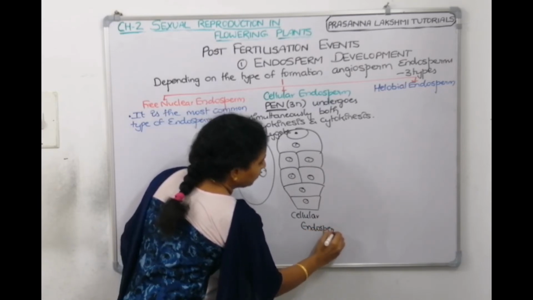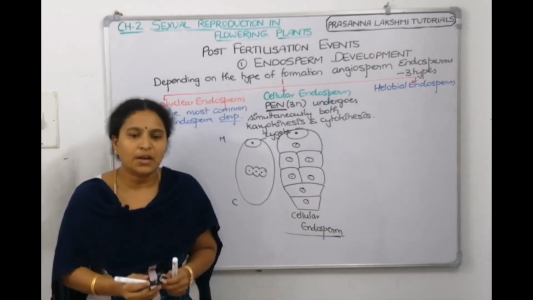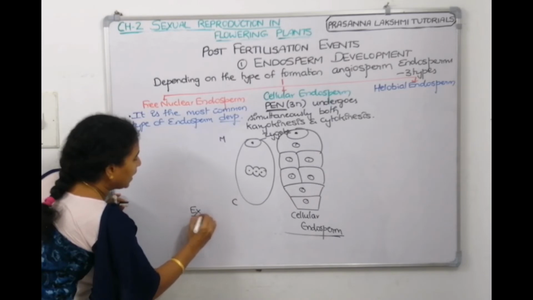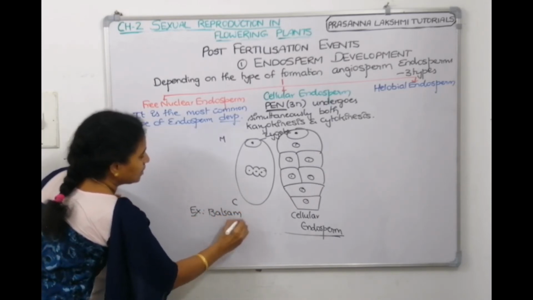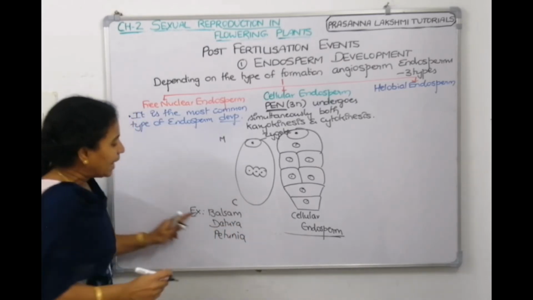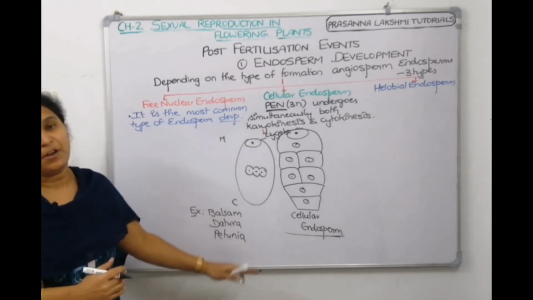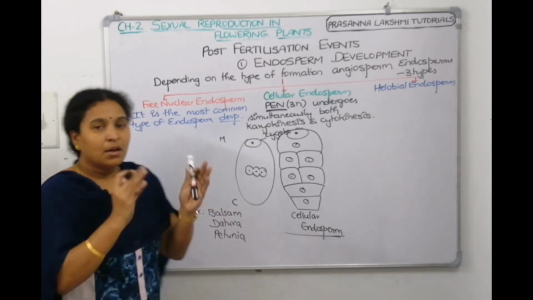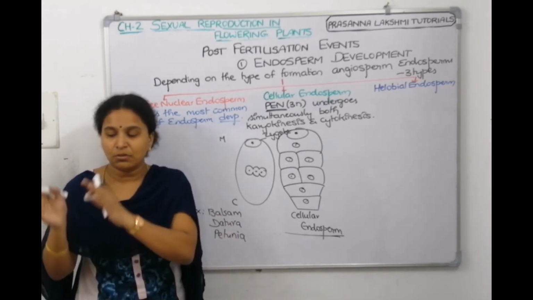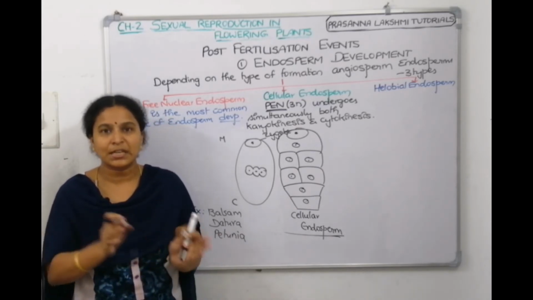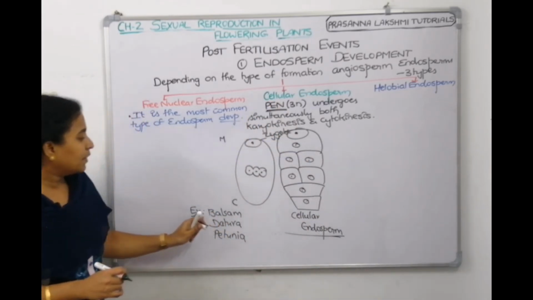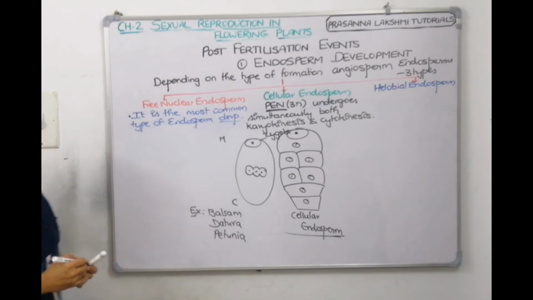This type of endosperm development is called cellular endosperm. In which type of plants do we find cellular endosperm? Examples are balsam, datura and petunia. In balsam, datura and petunia, cellular type of endosperm development will be there. It's not like it will do only nuclear divisions first and later cellular divisions. Here it will simultaneously do nuclear division, cytoplasm division, nuclear division, cytoplasm division. So the cells are increasing in number. So it is called cellular endosperm. Take a screenshot, then we'll talk about halobial.